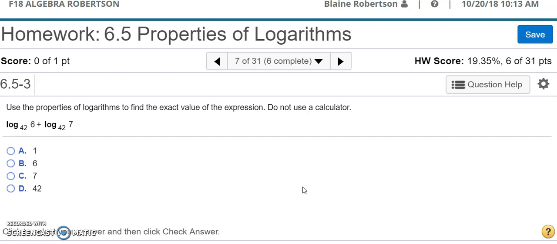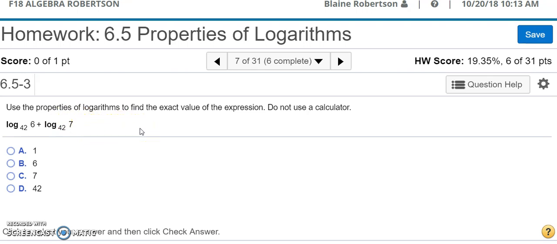So now we're using the properties of logarithms. So first, we see that we have addition between logs of the same basis. So we're going to use the product rule to combine this into one log expression. It will be log base 42 of 6 times 7. And 6 times 7 simplifies to being 42. So we would end up with log base 42 of 42.